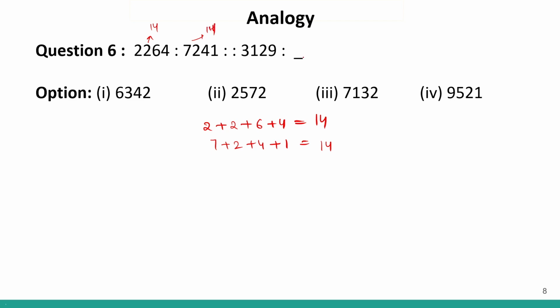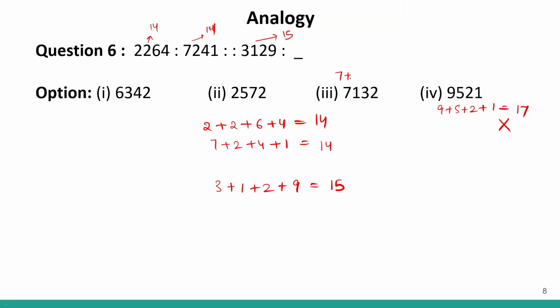Correct? Now let us check 3 plus 1 plus 2 plus 9. So 9 plus 1 is 10. 10 plus 3 is 13. 13 plus 2 is 15. So we have to find a number whose sum is equal to 15. So let us check from here. 9 plus 5, 14. 14 plus 2, 16 plus 1, 17. So this is not the answer.